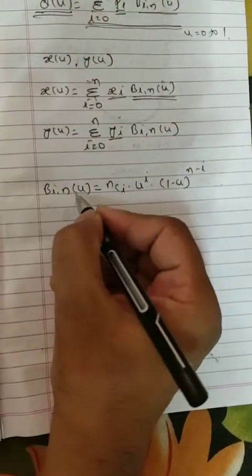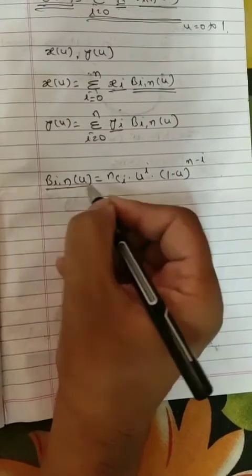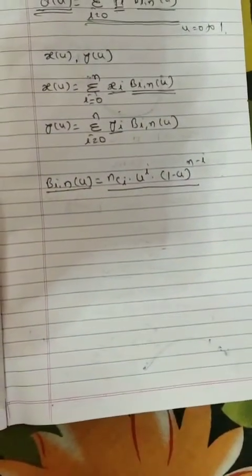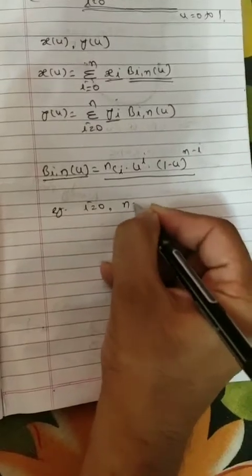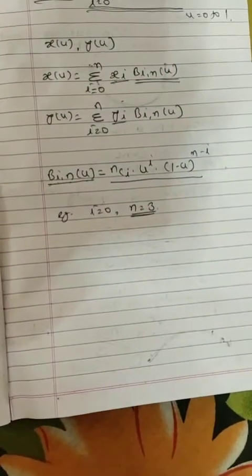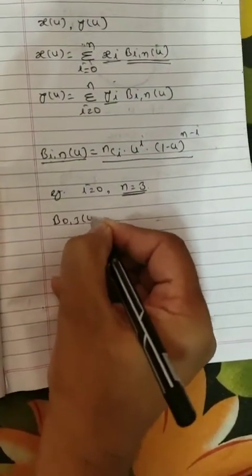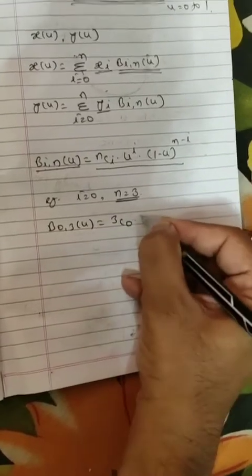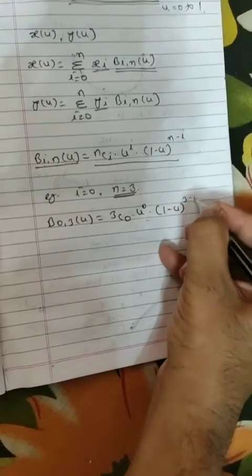Okay, this is the formula for the particular blending function with respect to i comma n and the u value. For example, if i is equal to 0 and n is equal to 3, meaning the degree of the polynomial equation of the curve is 3, then b0,3(u) is equal to 3C0 u raised to 0 into (1 minus u) raised to 3 minus 0.